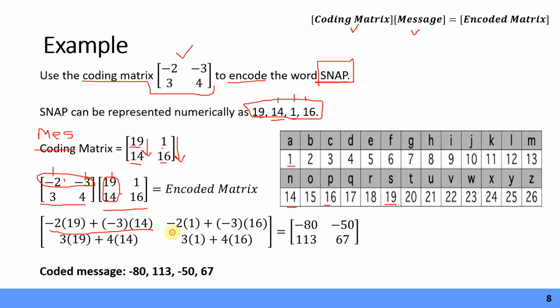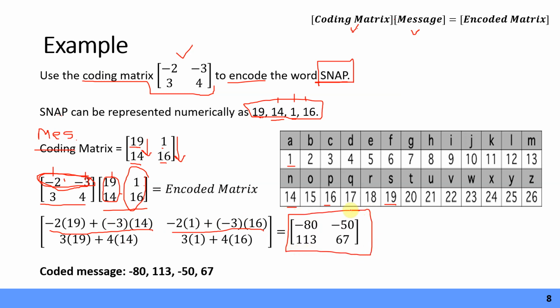And then again, to find the next number here, now you do the first row, but now times the second column, right? So -2 times 1 right there, and then -3 times 16 right there. Okay, so I'm not going to do the whole thing because, again, this is something you should already know. If you do have trouble with this, make sure you go rewatch the video about multiplying matrices. Okay, but once you do this, of course, we simplify, and this is the final answer I get.